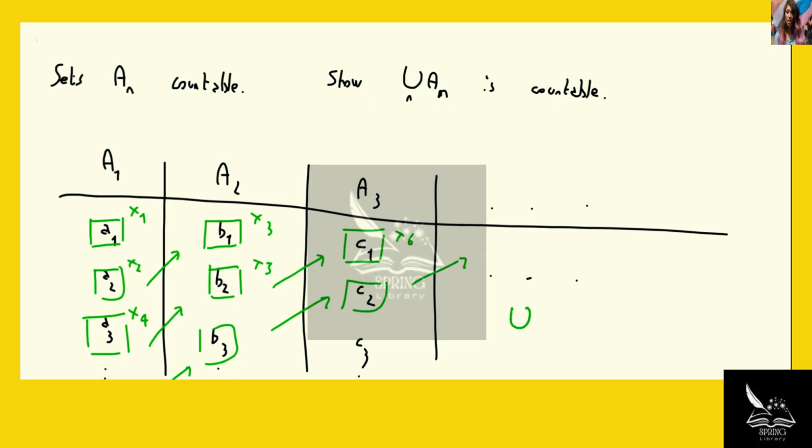Now, the union of all the A_n is going to be the set that contains x1, x2, x3, and so forth. And because of how we've laid out this diagram, all these x1, x2, x3 are all the elements of this union. But now this is an enumeration of the elements of the union, and so this is countable.